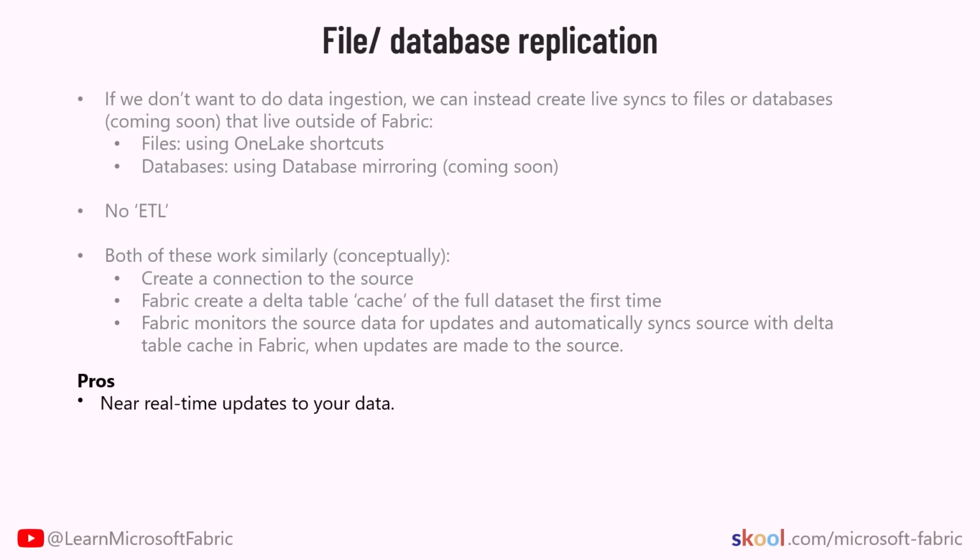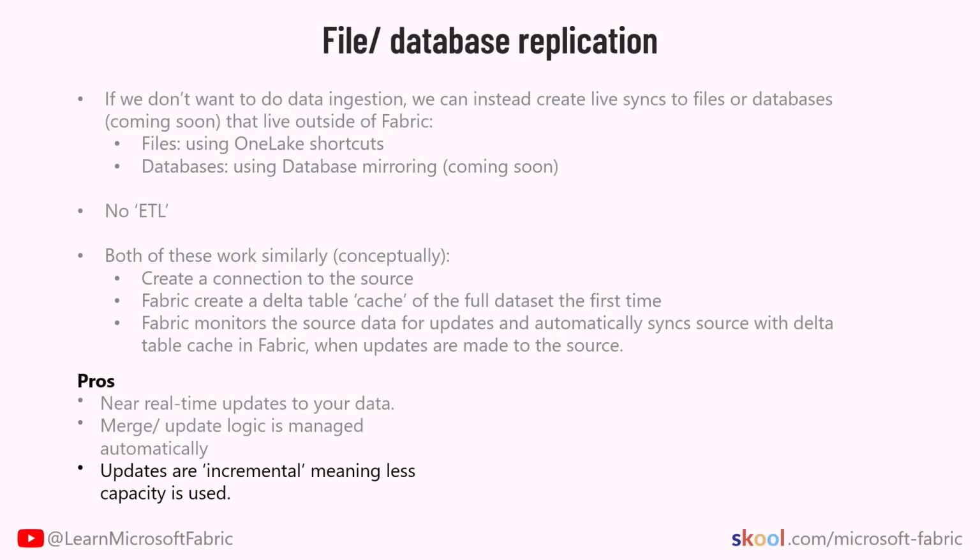Now, obviously, the pros of doing this is that you get near real-time updates to your data available to you in Fabric. You don't have to worry about any of the merge or update logic that you do with ETL. And the updates are incremental, which means that potentially it could drastically reduce the amount of capacity that you're using for these kind of things. Now, the cons of file and database replication in general is that currently it's only a limited selection of data types and data sources that this works with.